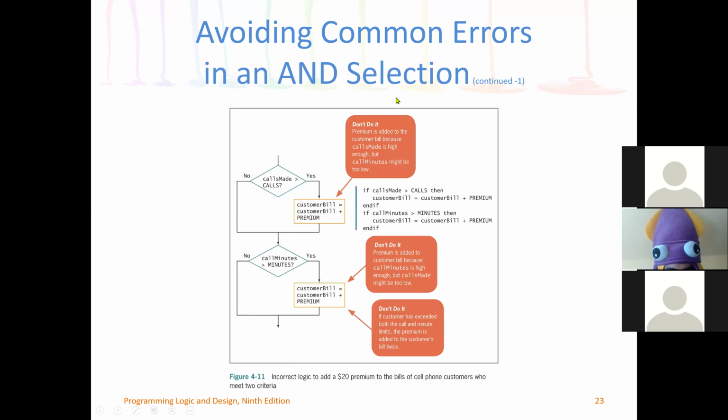So avoiding common errors in AND selections. Here we have a condition saying if calls made is greater than calls. If it's yes, we do this. Now we have a second condition. We check if calls made is greater than this, we do this. This is wrong. This is OR. Remember, we say the OR. If I have two conditions, if one of them executes, we still do something we want to do as true. So with OR, only one condition has to be true, or both of them have to be true.